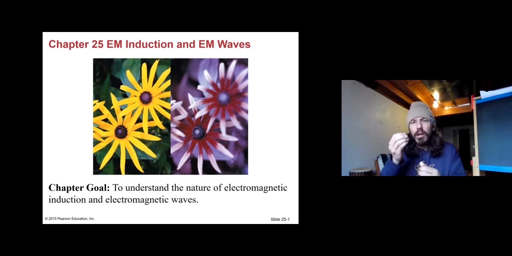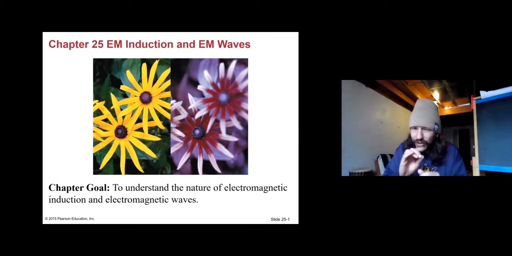Chapter 25 is all about electromagnetic radiation and electromagnetic induction. Now, electromagnetic radiation, we've already talked a little bit about. Light is an example of electromagnetic radiation, though there are other phenomena that we wouldn't quite call light that are also described as electromagnetic radiation.